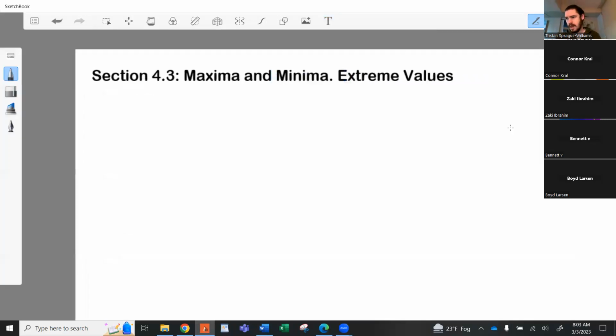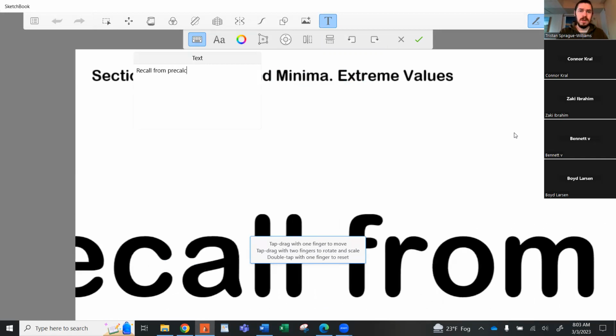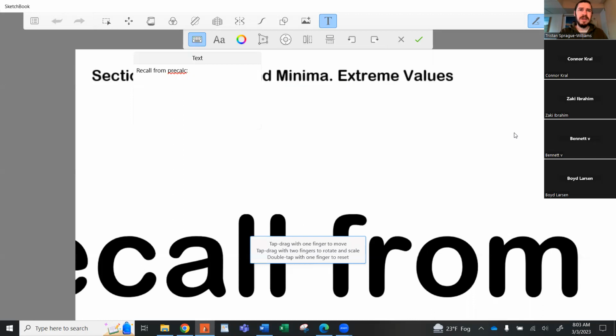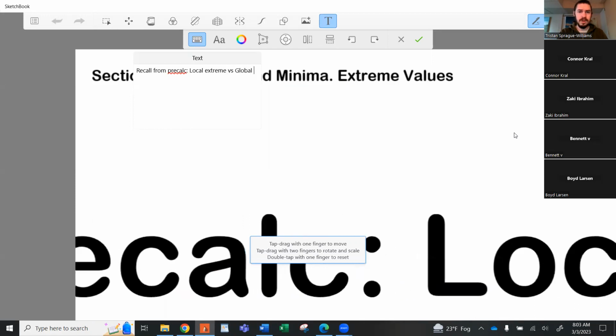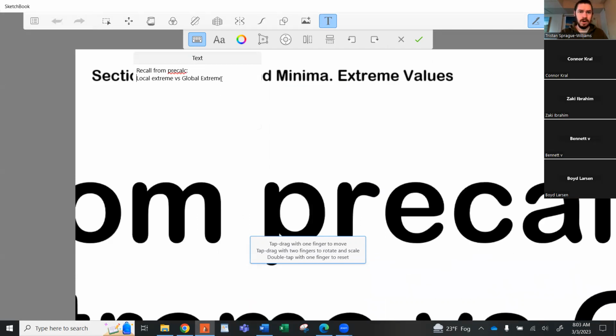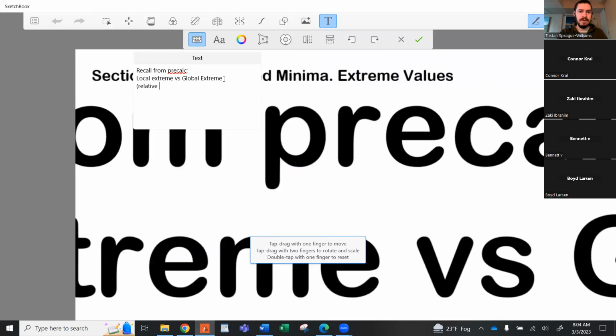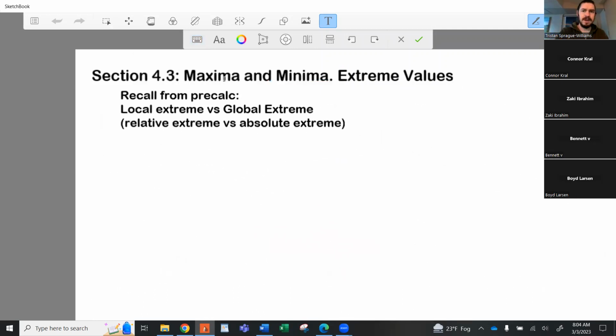Okay. So back in pre-calculus, you probably discussed briefly the difference between a local extreme versus a global extreme. Or equivalently, relative extreme versus absolute extreme. These are two different ways to say the same thing.